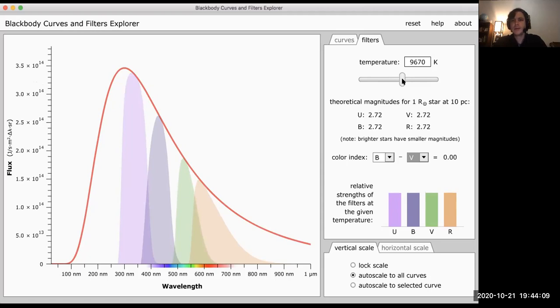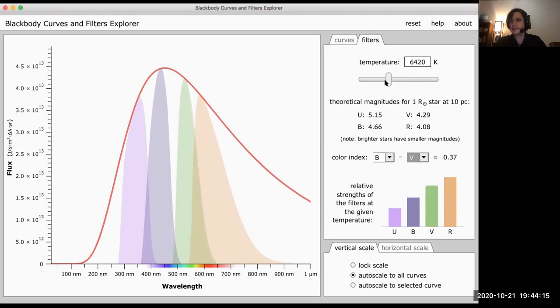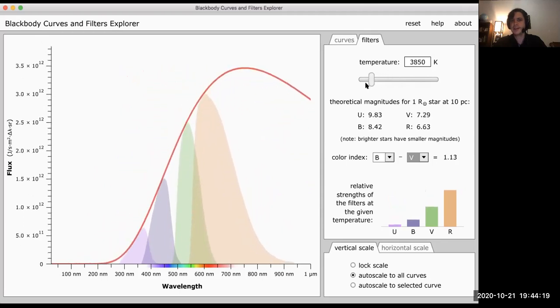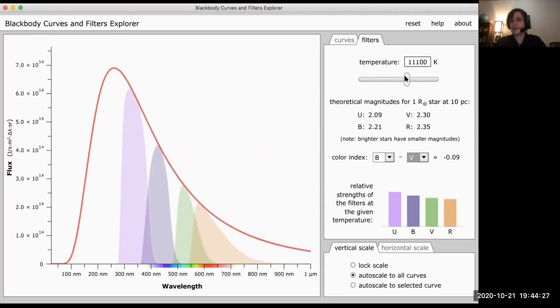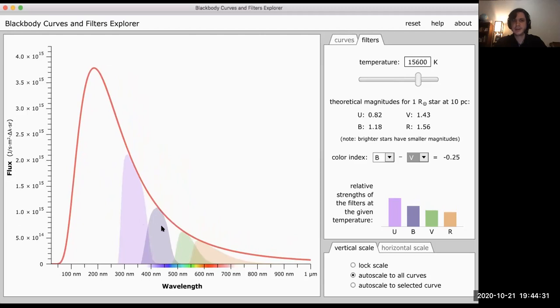So if we go to lower temperature, lower than Vega, notice our B minus V values are positive. And the cooler I get, the bigger it gets, which is just saying I'm getting more visible light than I am blue light. We go the opposite direction, then B minus V gets smaller as we go to hotter. And here you can see we're getting more blue light than we are visible light.